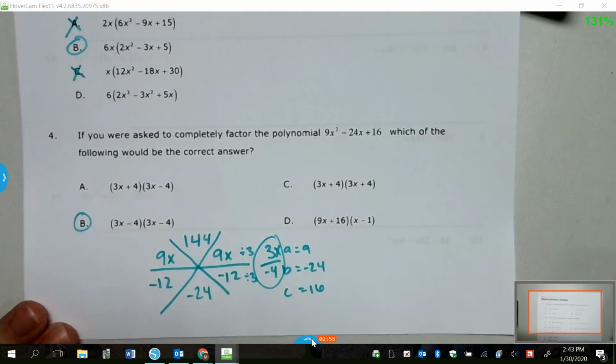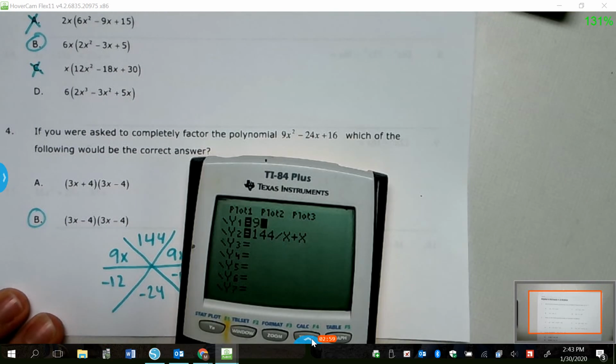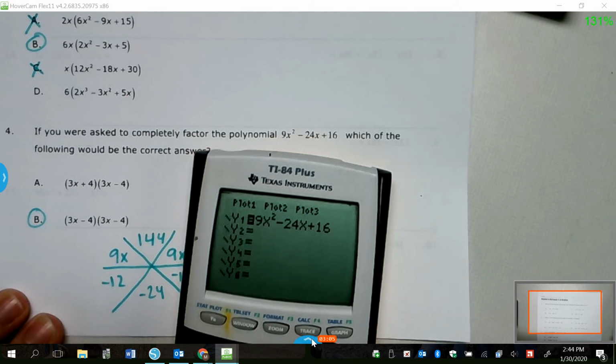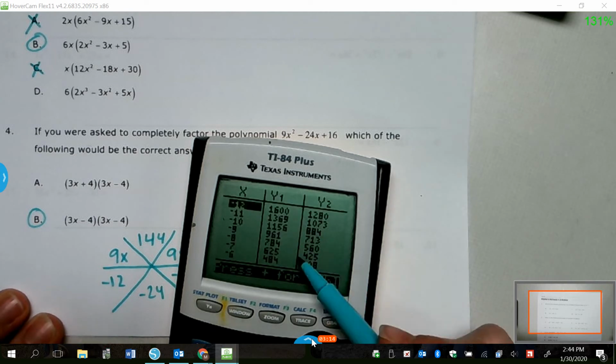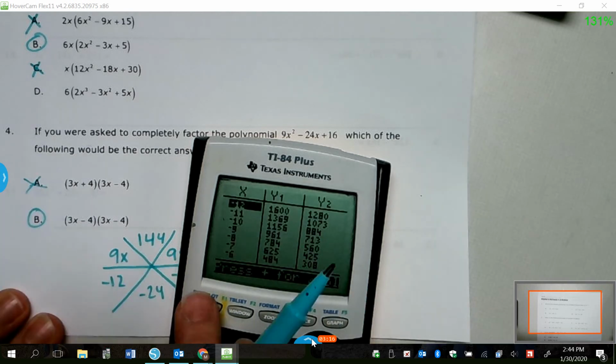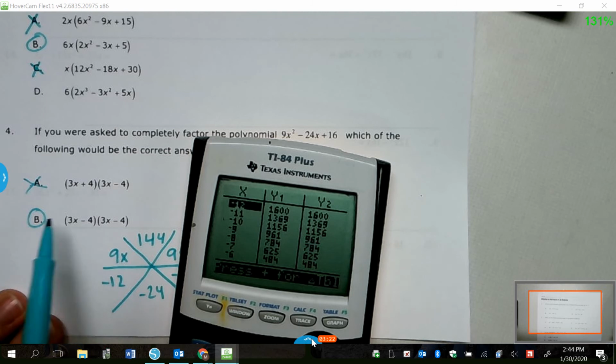Now, I want you to realize you could have done this one in your calculator as well by typing in y1 what was given to you, and in y2 your answer choices. So 3x plus 4, 3x minus 4, second graph. So see how they don't match? Therefore, that's not your answer. Okay, so here if we do 3x minus 4, 3x minus 4, everything matches because it is my answer.